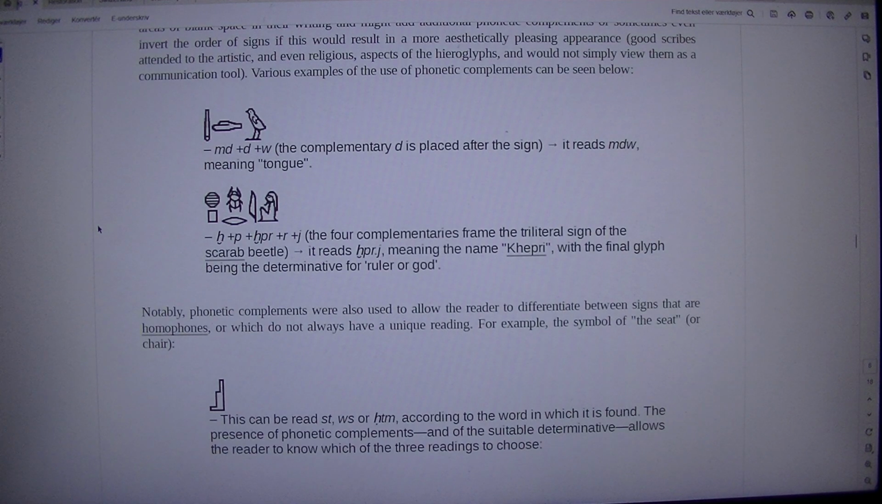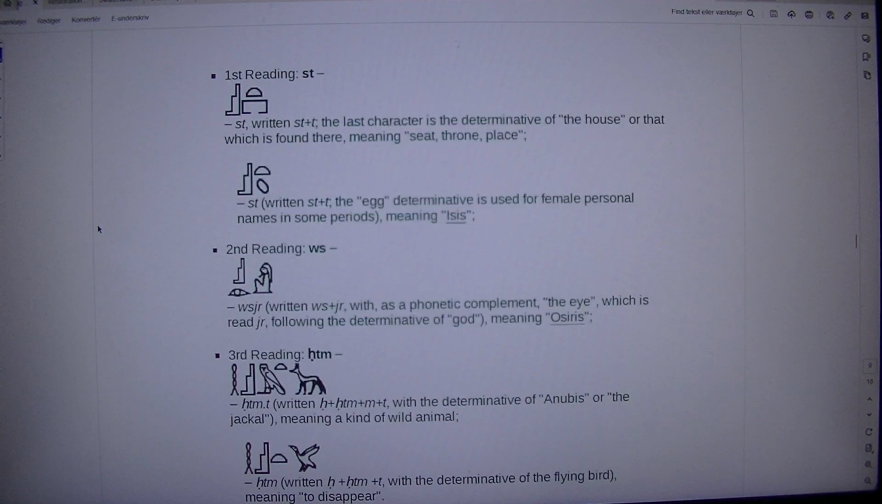First reading, ST: Q1, T, PR. ST, written ST and T. The last character is the determinative of the house or that which is found there, meaning seat, throne, place. Q1, T, H8. ST, written ST and T. The egg determinative is used for female personal names in some periods, meaning Isis.